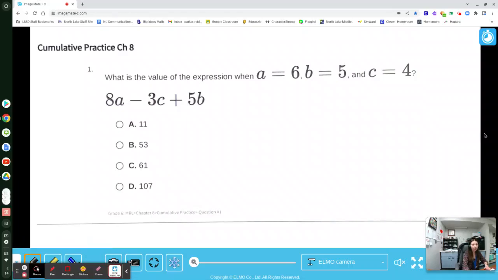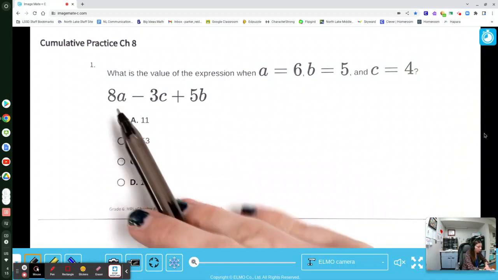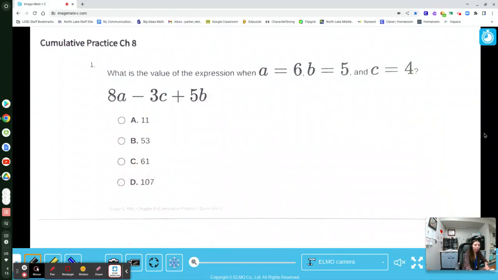Students, in this video, I'm going to go through the answers for the Cumulative Practice Chapter 8. Number 1, what is the value of the expression when a equals 6, b equals 5, and c equals 4? Here's our expression, 8a minus 3c plus 5b.